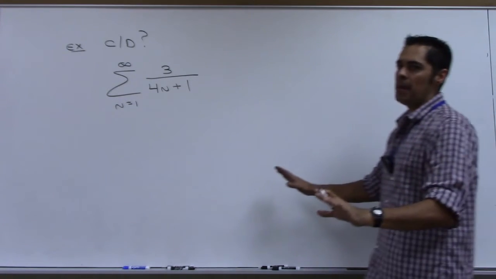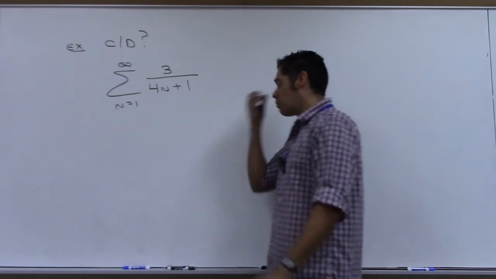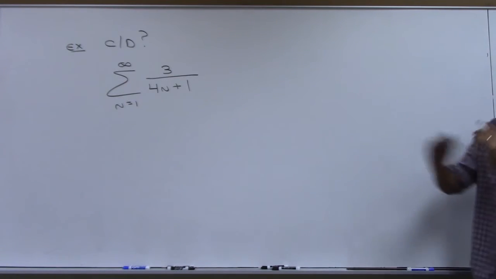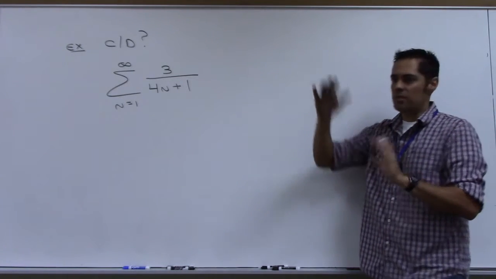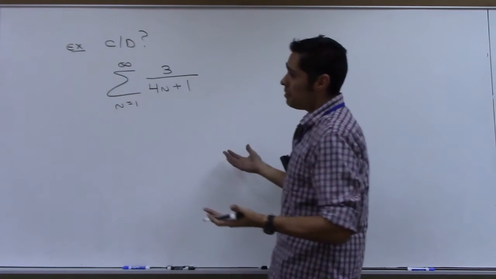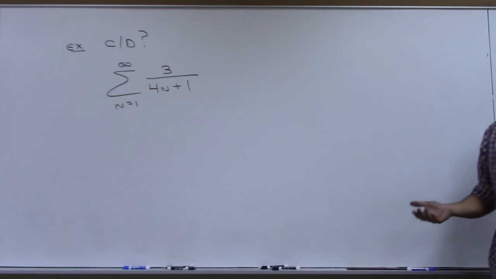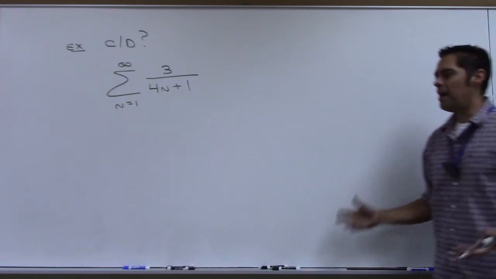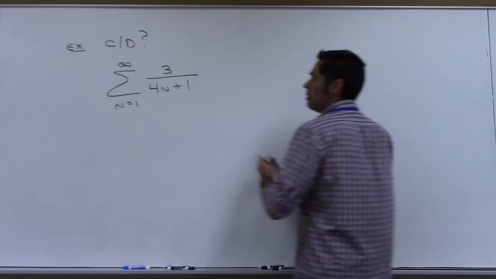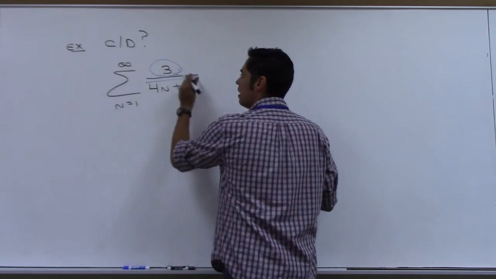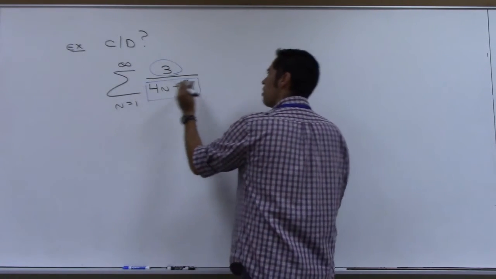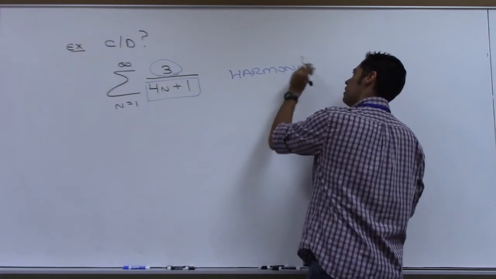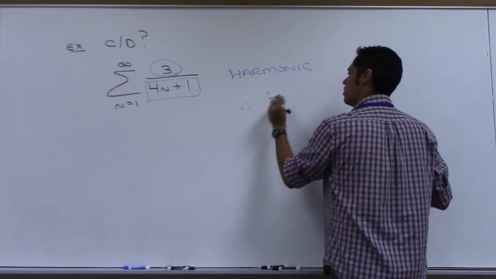All right, is this geometric? What tells us geometric? What's usually the most important thing that we want to see with geometric? The n has got to be in the power somewhere, which it's not, right? So the only other thing now that we have is harmonic. And for harmonic, we're looking for a constant over a linear expression, which we have, right? This is a constant. This is a linear expression in n. This is harmonic. We're done. Harmonic, therefore diverges.